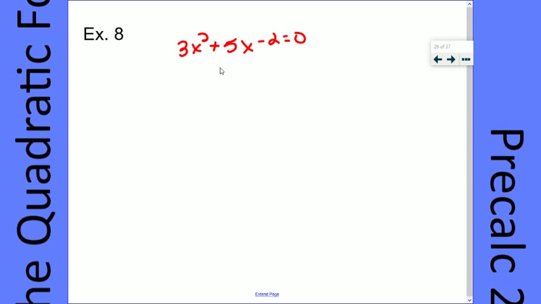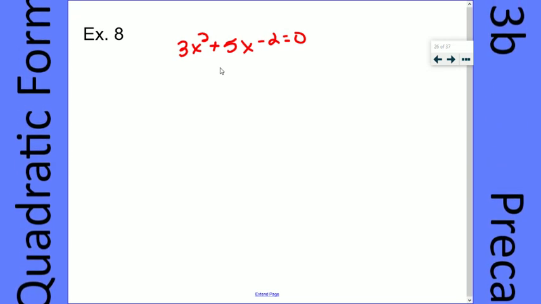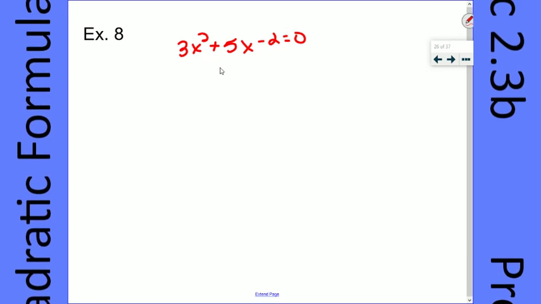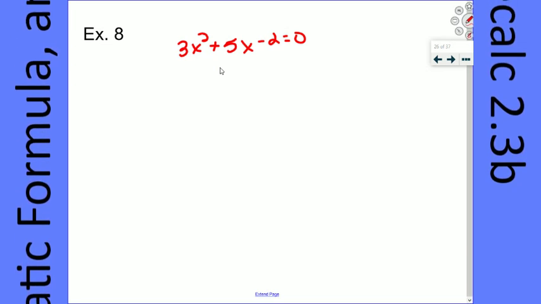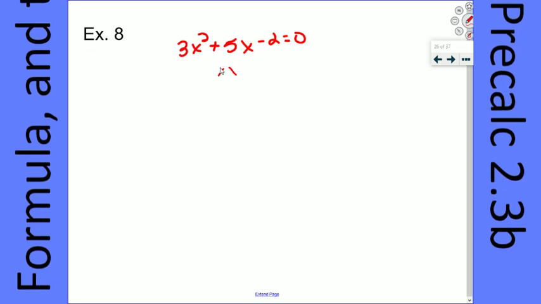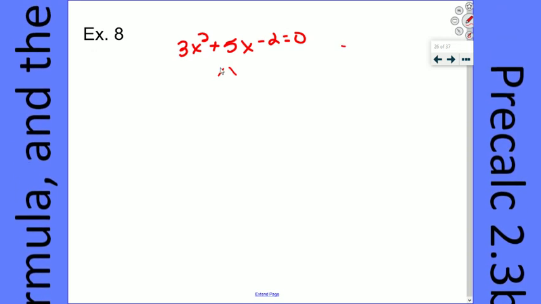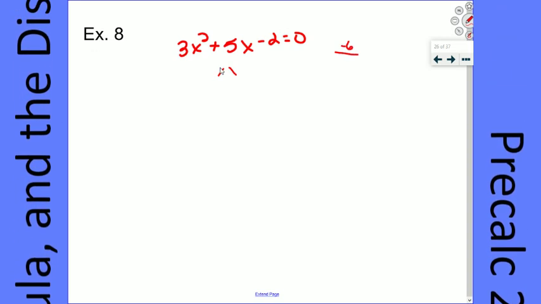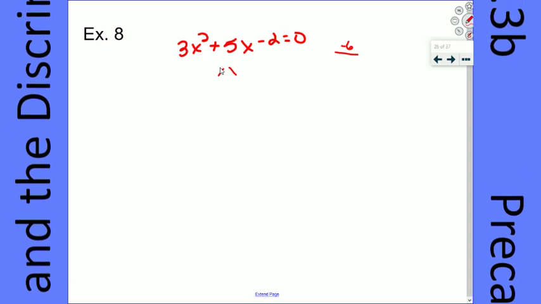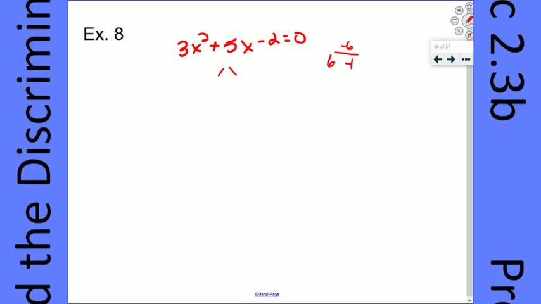Okay, hopefully you're back. So hopefully you recognize I might be able to factor this. Always try that first. All right, so if we factor this, we need 2 numbers that multiply to be negative 6 that add to be positive 5. Well, in that case, we would just use positive 6 and negative 1.